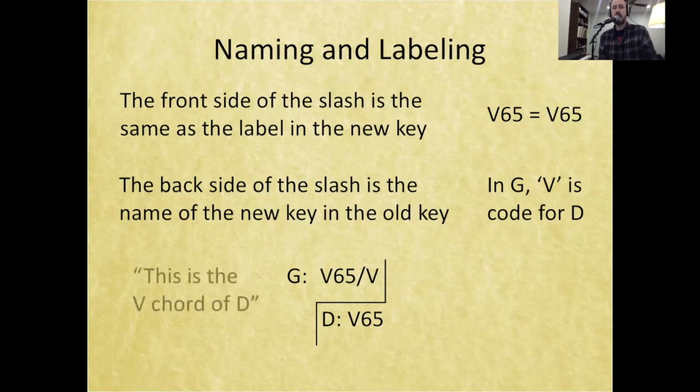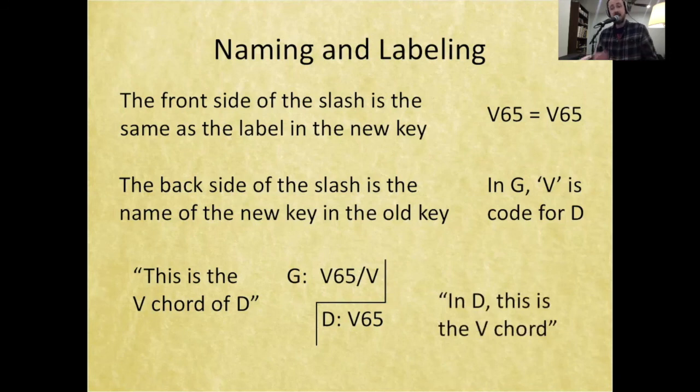In the old key, we're saying this is the 5 chord of D, right? 565 of 5. That of 5 is code for of D. So in the old key, we're saying this is the 5 chord of D. In the new key, we're saying, in D, this is the 5 chord. So if we think about this diagonal relationship, 565 is 565, and this 5 is D in this case. This is the 5 chord of D. In D, this is the 5 chord. It's a little strange, but that's how we label this.